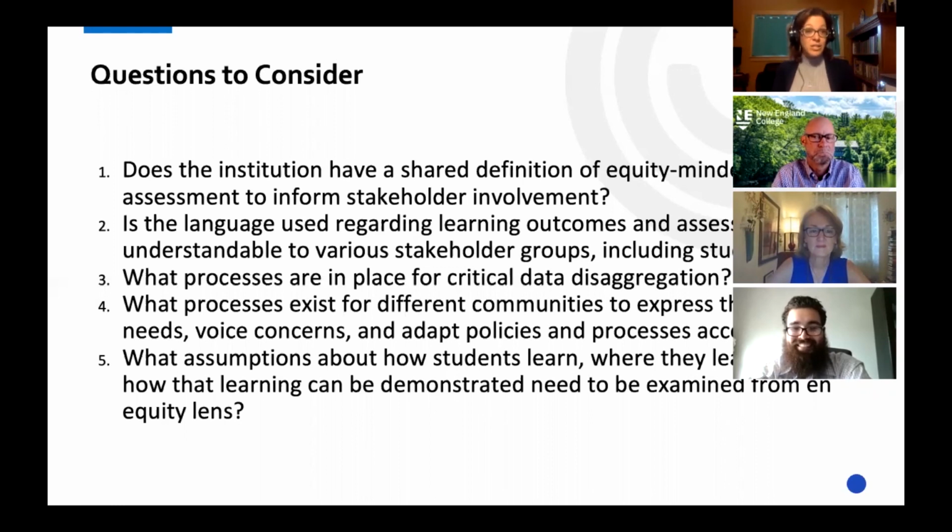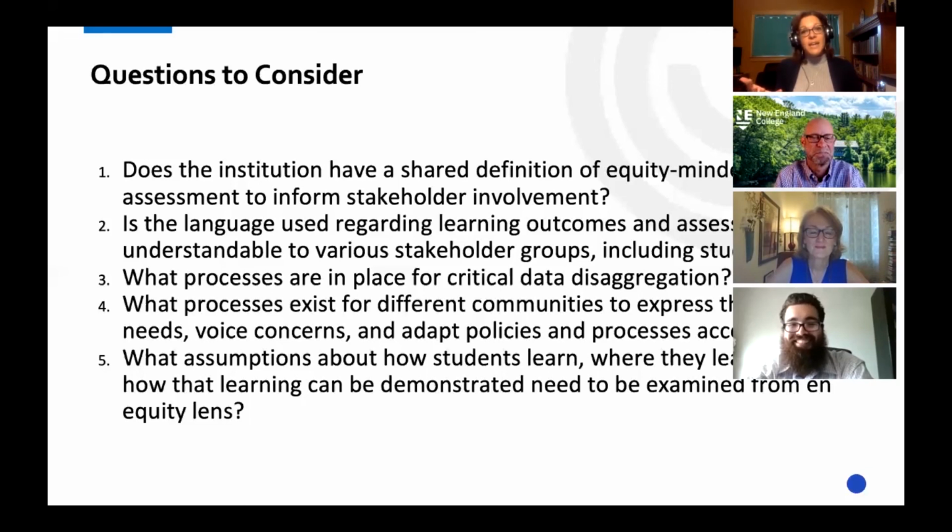Also process questions. That was very clear in some of these examples: what are the processes for critical data disaggregation? Do we even have that kind of data to be able to look at intersections, or do we not track it? And we don't have a way to think about that, or we don't have shared data definitions. And so this might be a place where institutional research is a friend that you should take out for coffee virtually for now, but then later together and maybe split a scone or something like that.